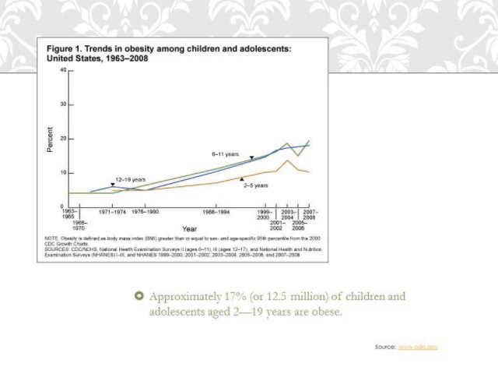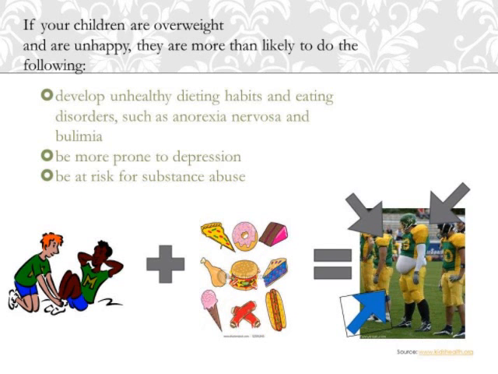Approximately 17% of children and adolescents from ages 2 to 19 are obese. If your child is overweight and unhappy, or they're obese and unhappy, they're more likely to develop unhealthy dieting habits and eating disorders, and that can lead to anorexia and more problems into their adulthood.